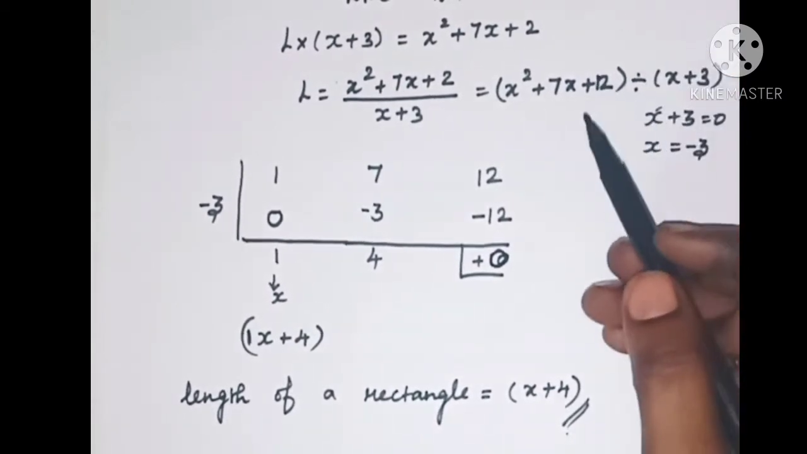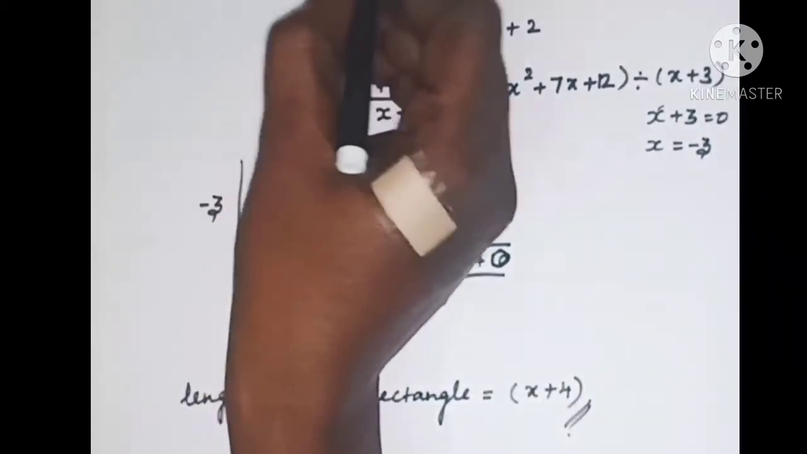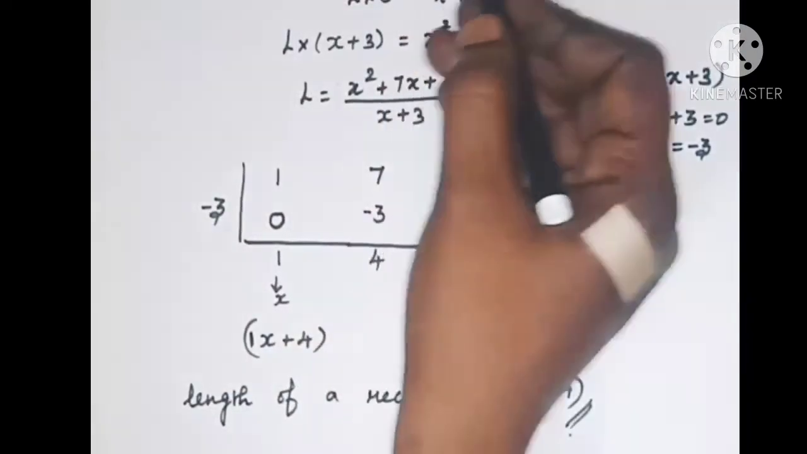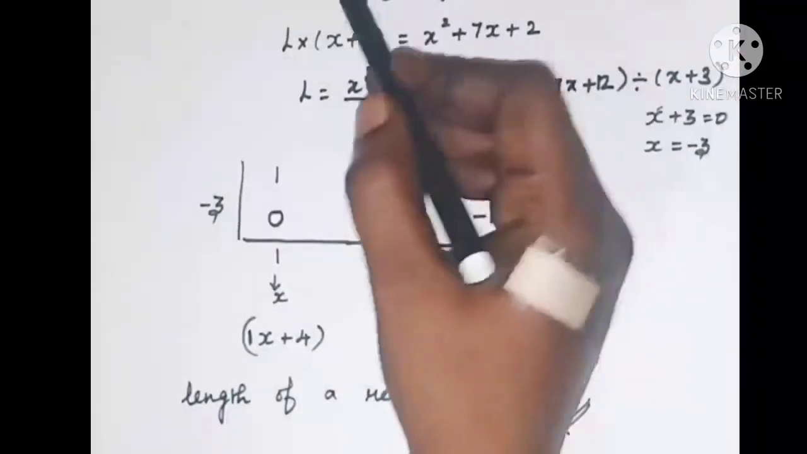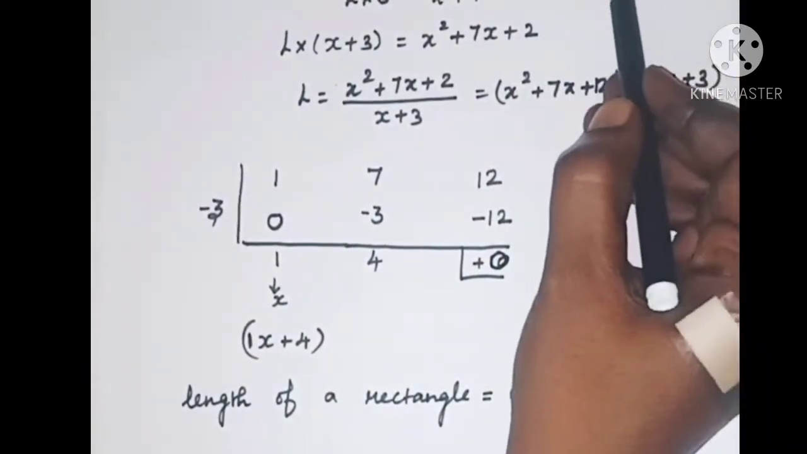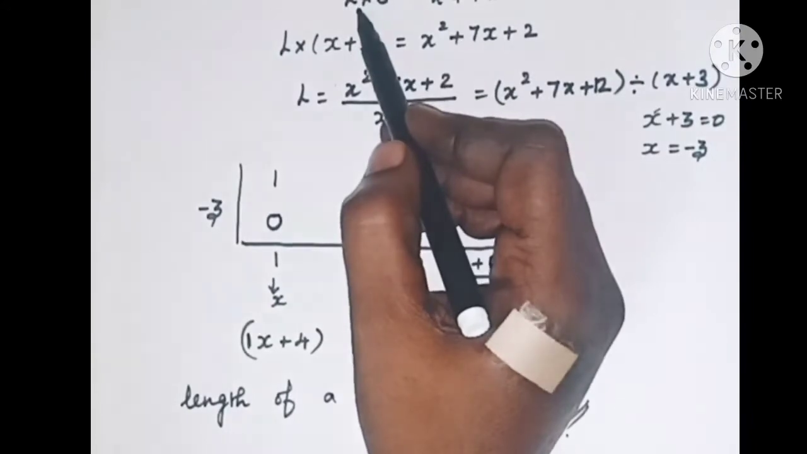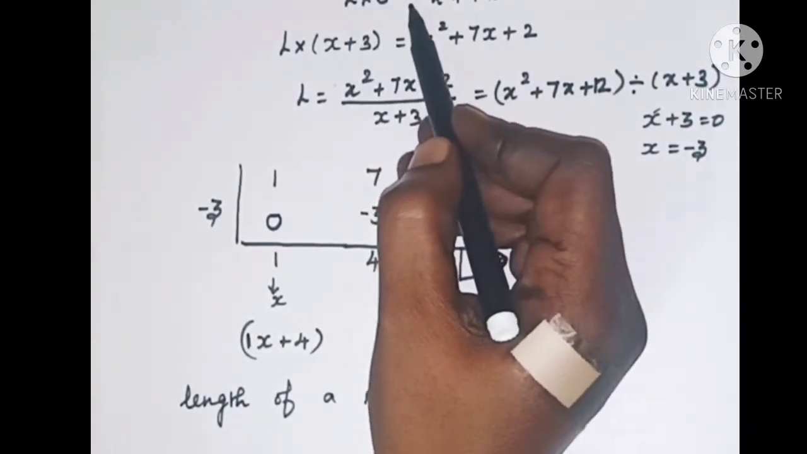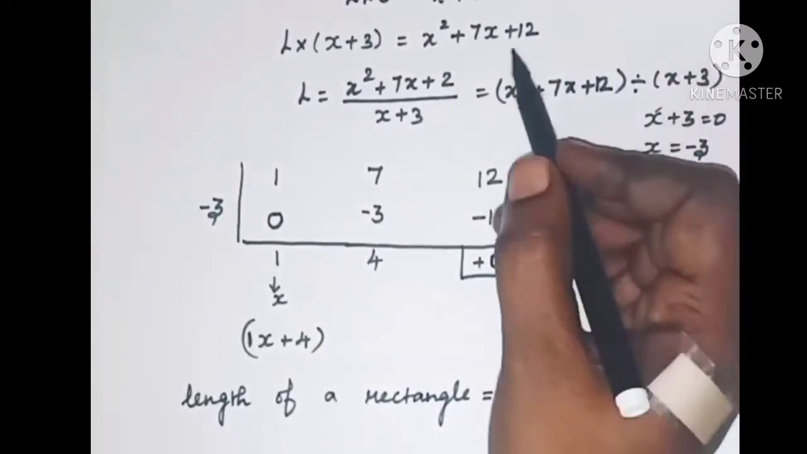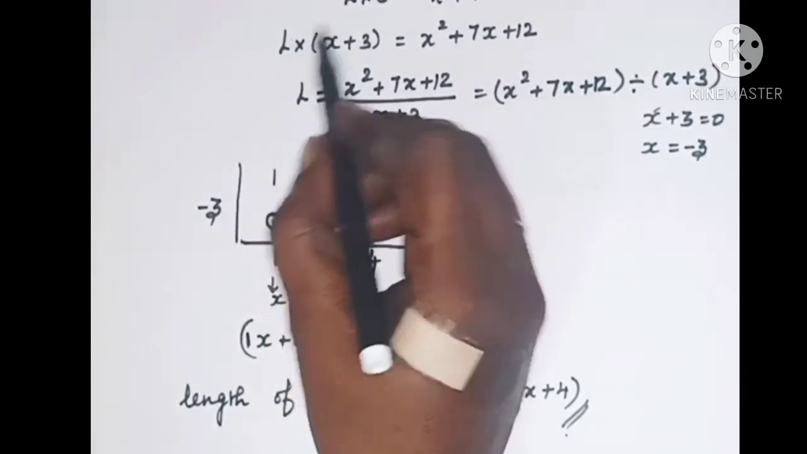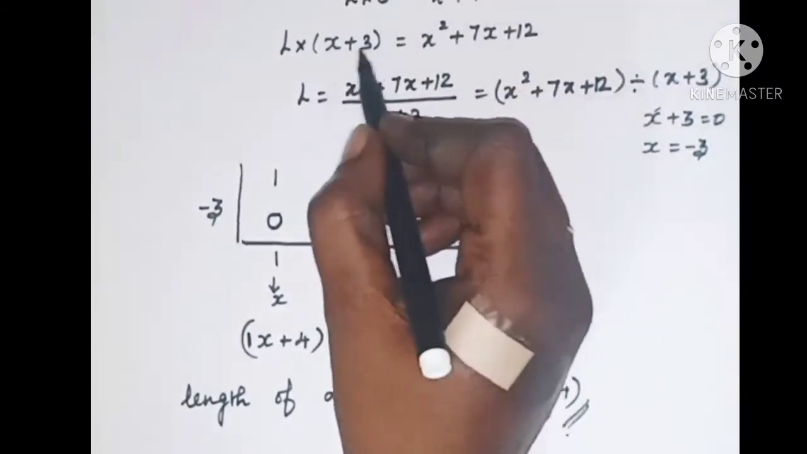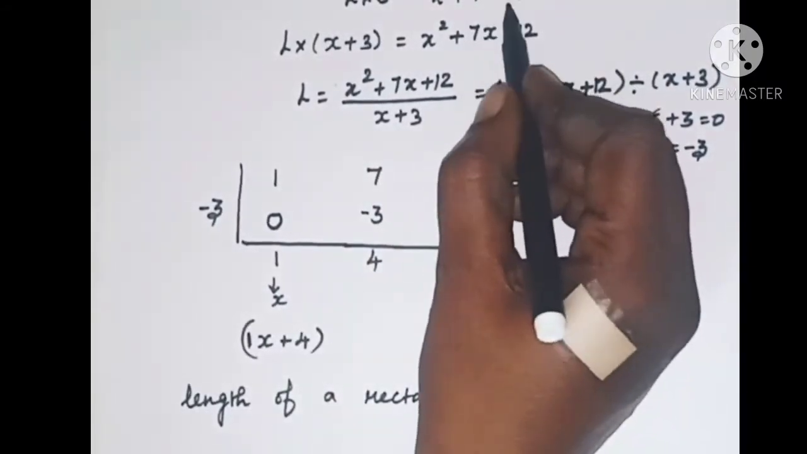The second sum, I will repeat once again. The area of a rectangle is x square plus 7x plus 12. If its breadth is x plus 3, then find its length. We know the formula for area of the rectangle: length into breadth. L into B is equal to x square plus 7x plus 12. Now L is the length, and the breadth is x plus 3, which is equal to x square plus 7x plus 12.